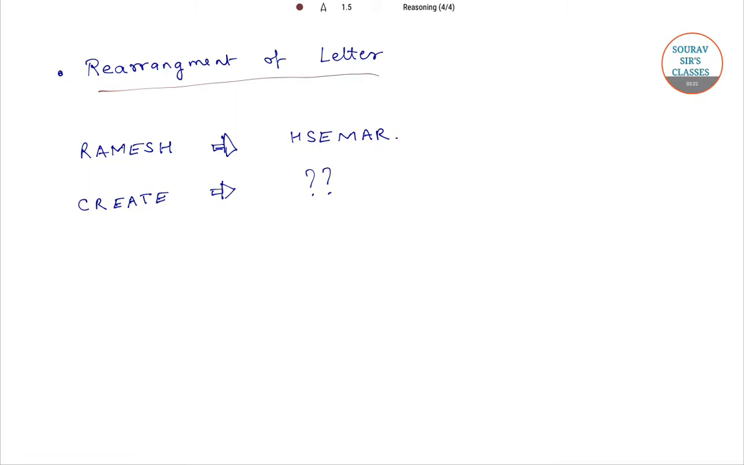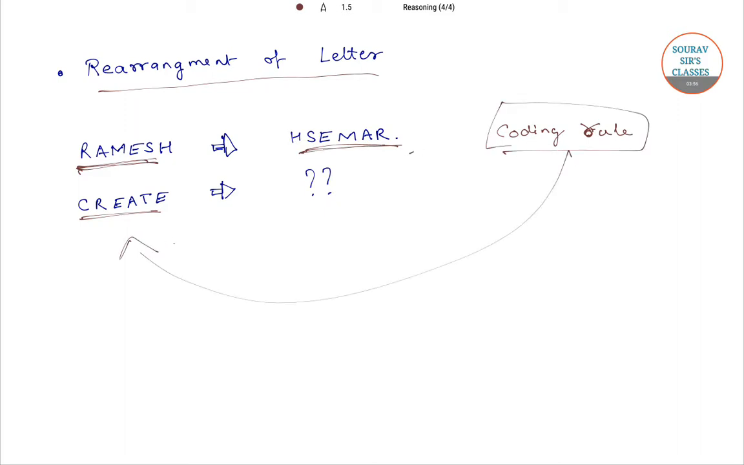For example, in a question we are given that in a certain code Ramesh is written as this. So in the same code how will create be written? So what we have to find here is the coding rule used to code Ramesh as this, and then we will apply the same coding rule in create and find how it would be coded.